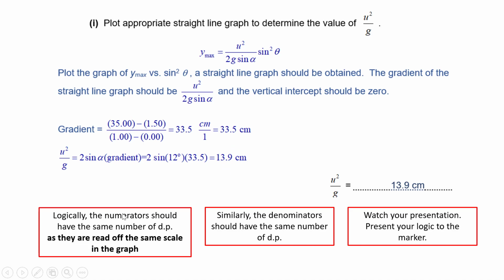Again, logically, because these two are read off from the y-axis, these two should have the same decimal places. Similarly, this is read off from the x-axis, so the denominators must also have the same decimal places. So this is one obvious point. If it's not the same, I can actually deduct marks in the exam. And a lot of you just scribble numbers without writing statements.